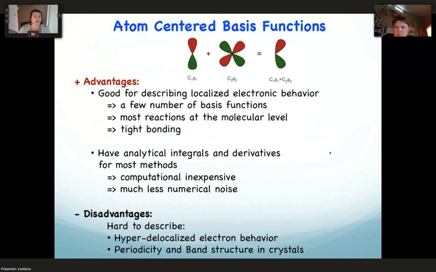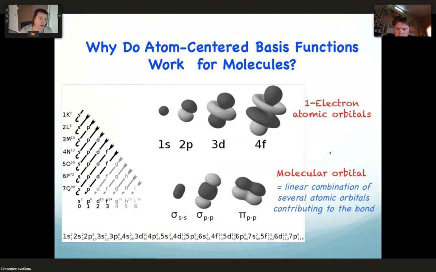So I will not be spending time on a plane wave basis set anymore, but we will be talking only about the localized basis set, right? And again, showing you the idea that if you think about small molecules, it's very natural to assume that all molecules come from atoms, constructed from atoms.